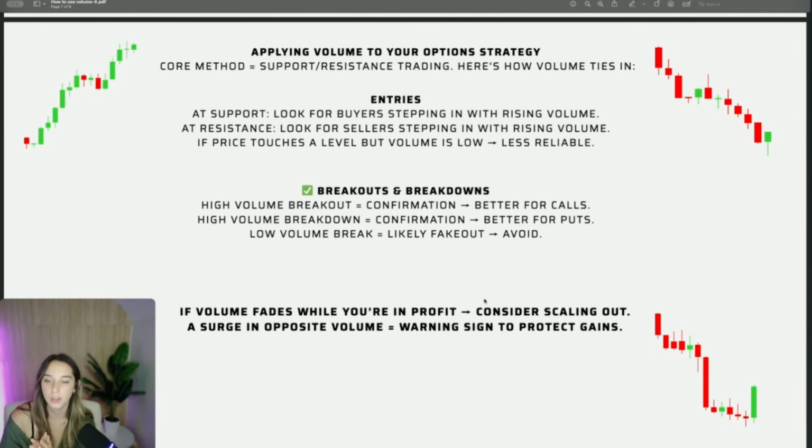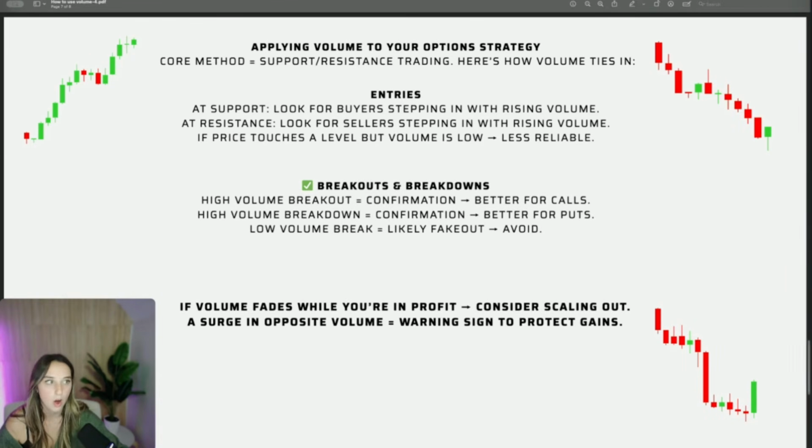So if volume fades while you're in profit, you want to consider scaling out, closing some of your position, maybe leaving a couple runners. And if there's a surge in the opposite volume on the other side that you're not trading, that's a warning sign. You probably want to step out, which this also helps you a ton as well. It keeps you from guessing, keeps you from thinking that your trade is just going to be awesome. In reality, you have to understand that your trade is not just going to magically take profit. You're going to have to protect your gains and protect that trade. And volume is the exact way to do it.